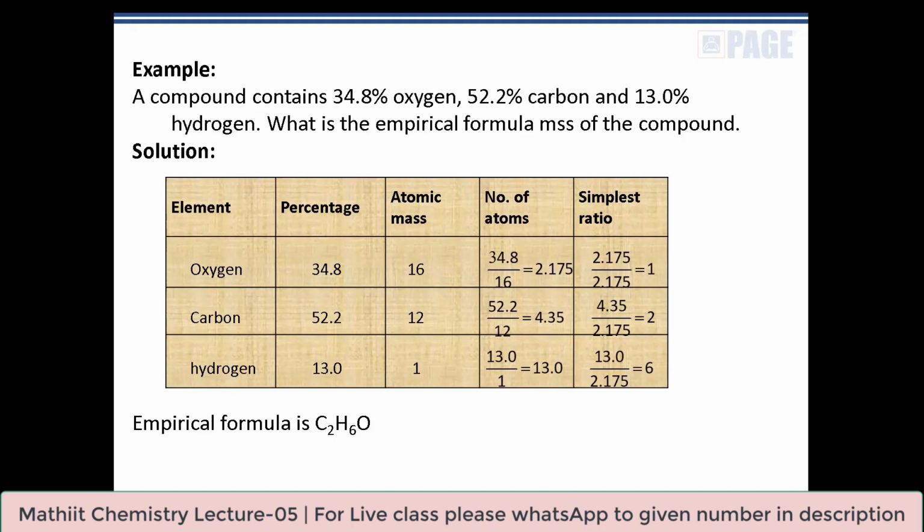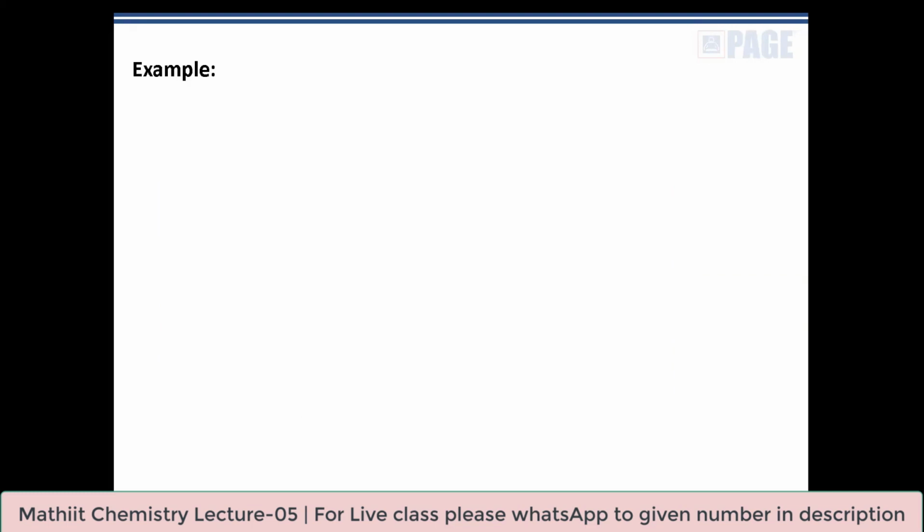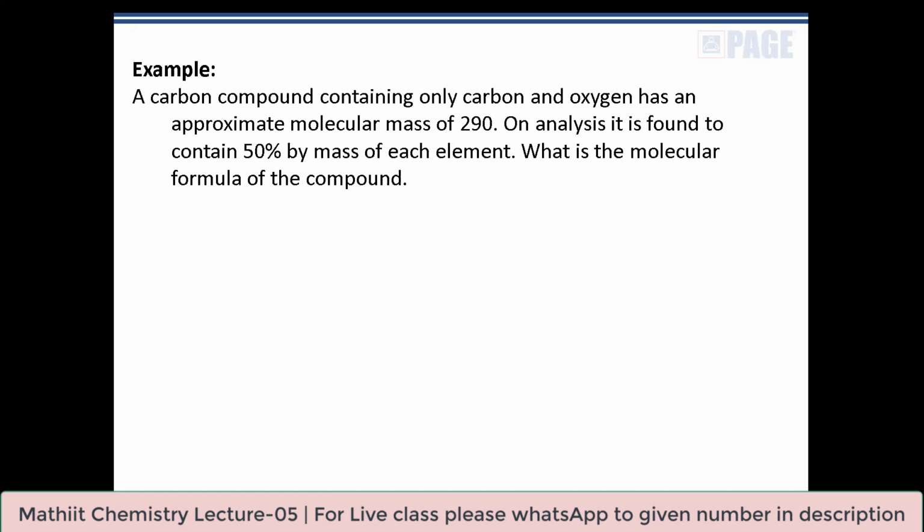You can go to the next question. Do this. Molecular mass is given. I want molecular formula also. And I told you for this, n is equal to molecular weight divided by empirical weight, and molecular formula equals n times empirical formula. And here he is saying 50% by mass each, and there is only carbon and oxygen. 50% each.